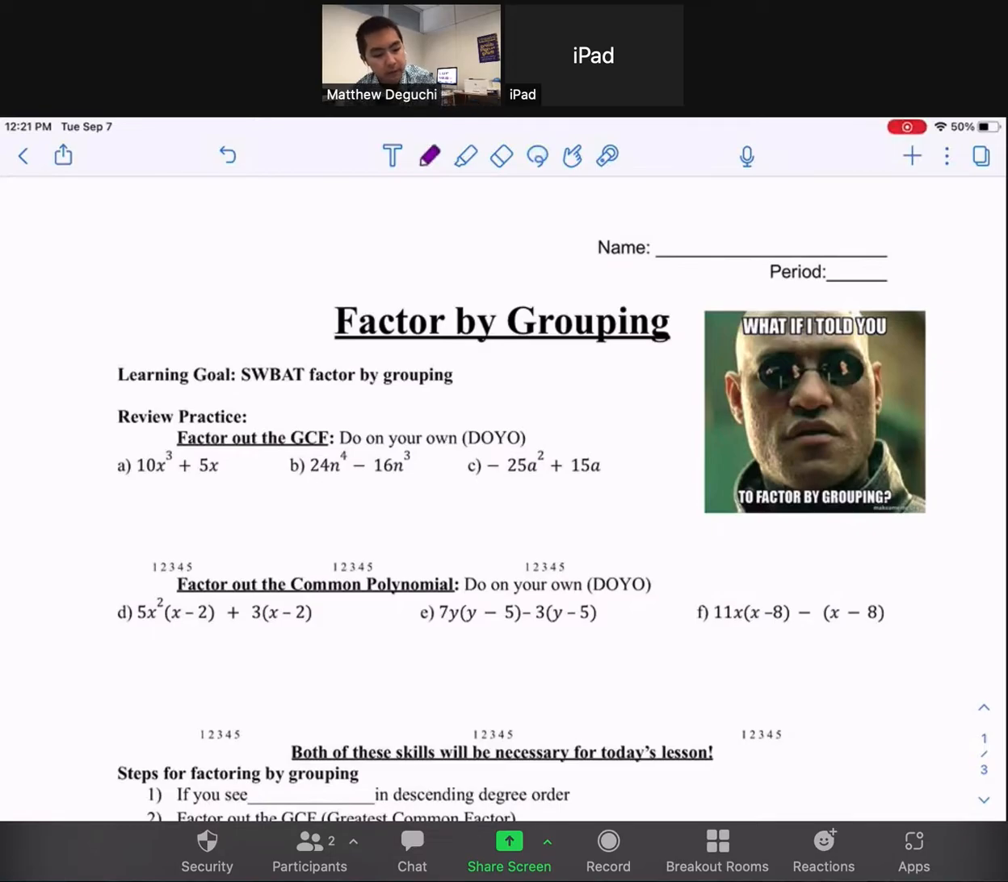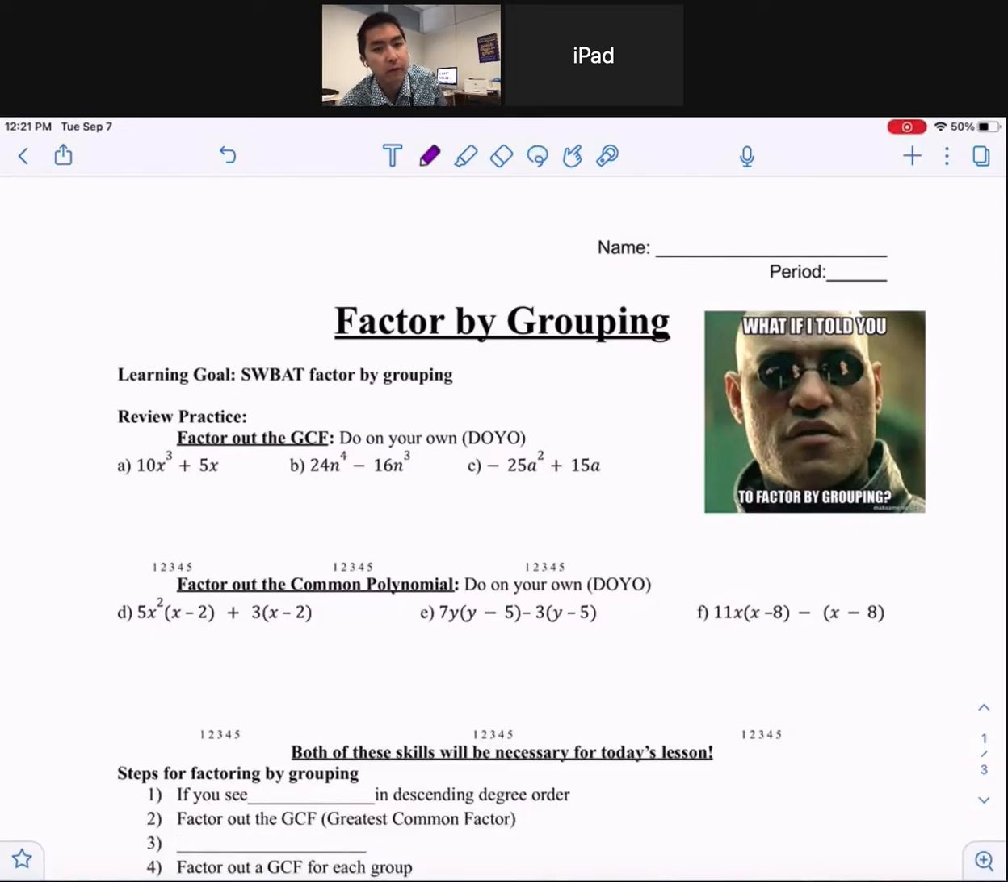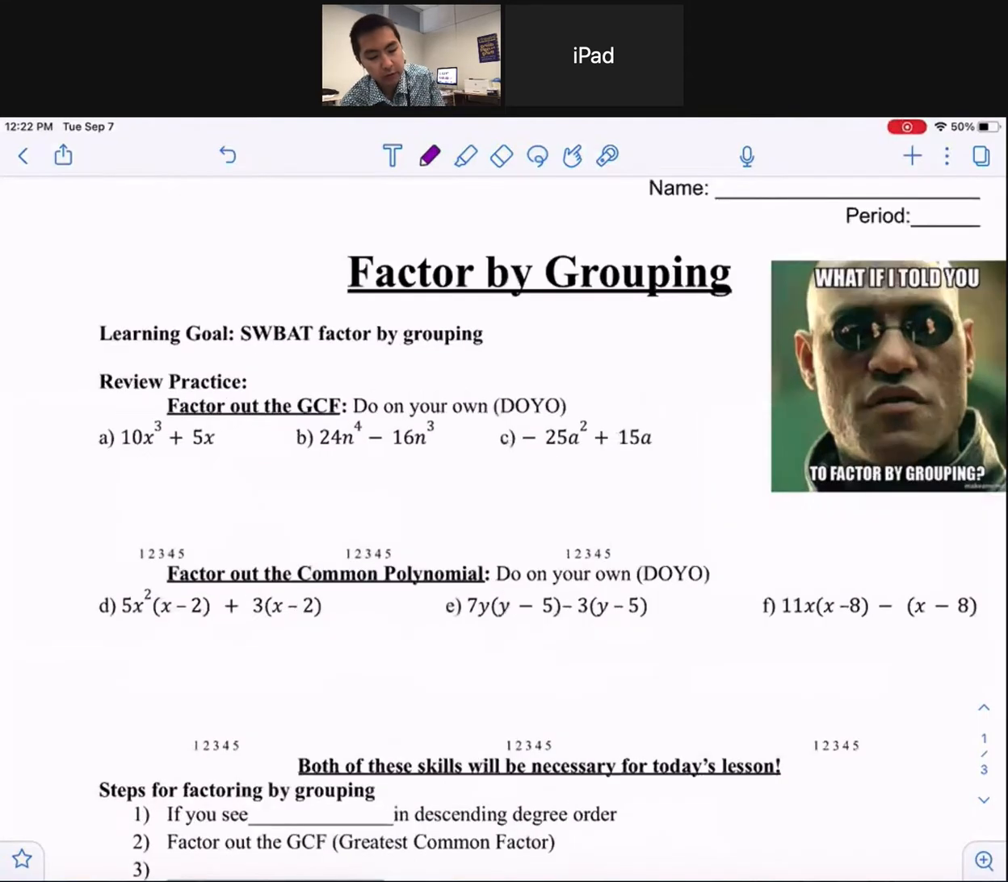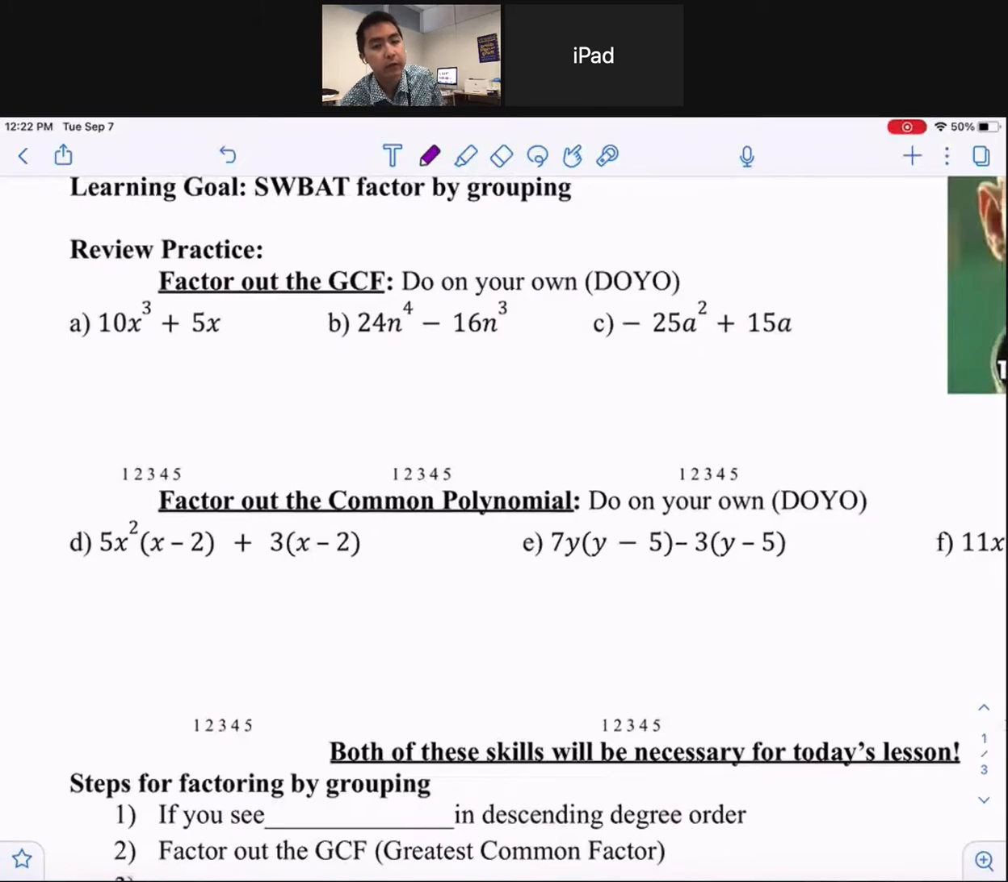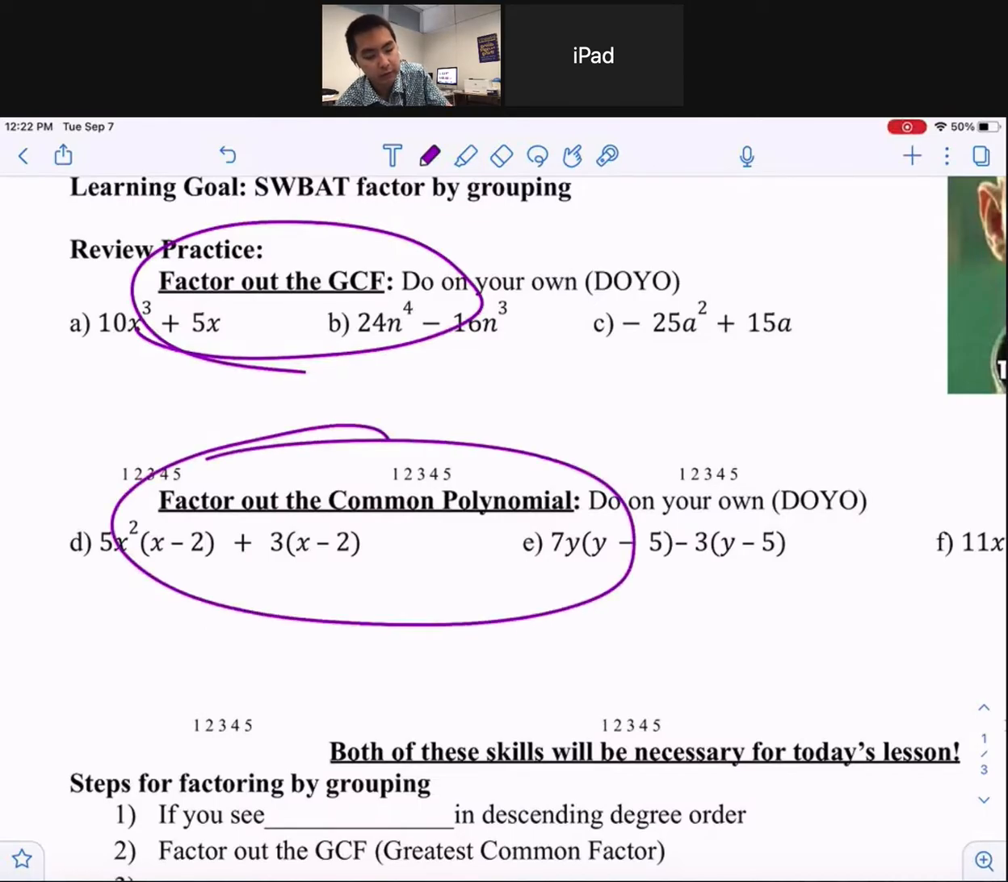Here's your guys' notes for factor by grouping. So the learning goal today is students will be able to factor by grouping. The first thing you want to know is that in order to factor by grouping, you have to know how to factor out the GCF and how to factor out the common polynomial.